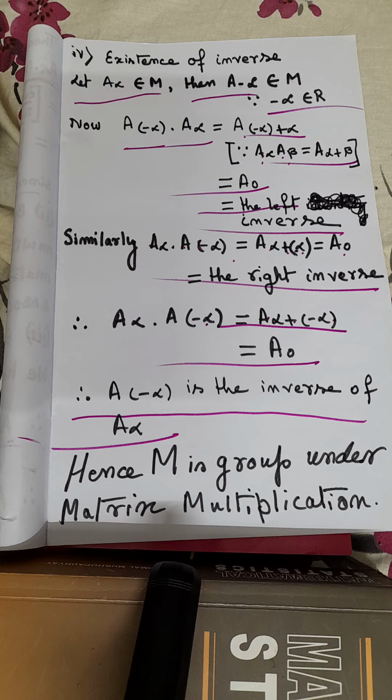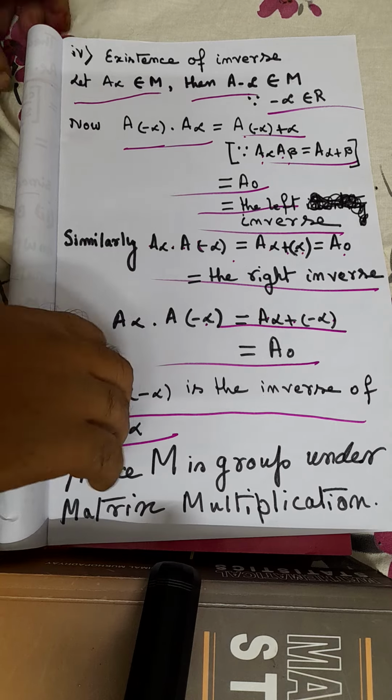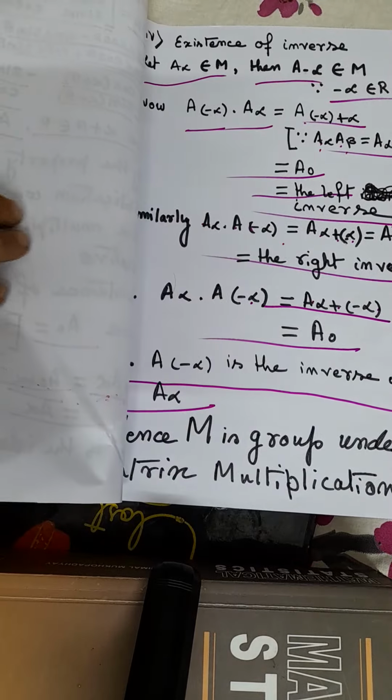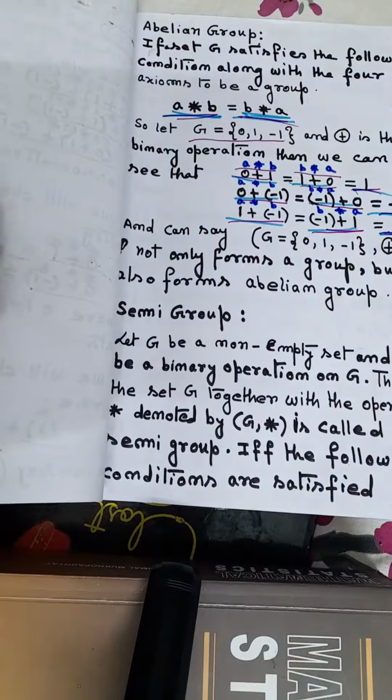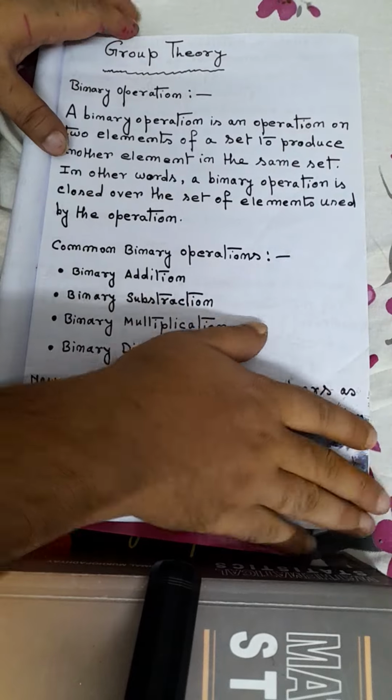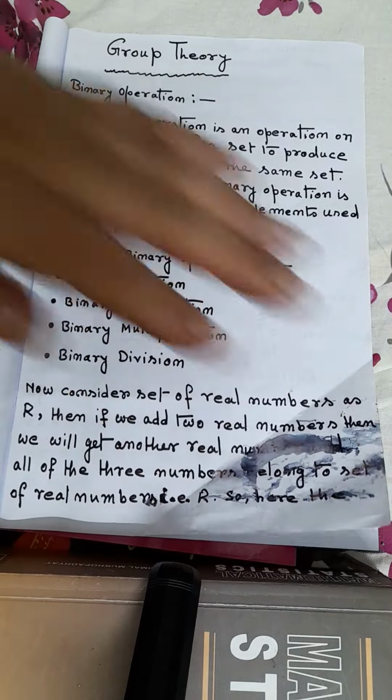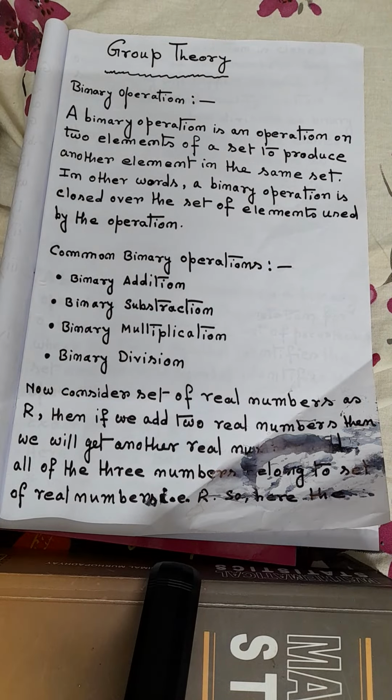Whatever examples I have given, whatever you have seen, just take a screenshot of them. I will go through it from the beginning once, so that you can take the screenshots one by one, take a printout of those and pin them up. It will become a very good note for group theory. It will be very easy to understand group theory.